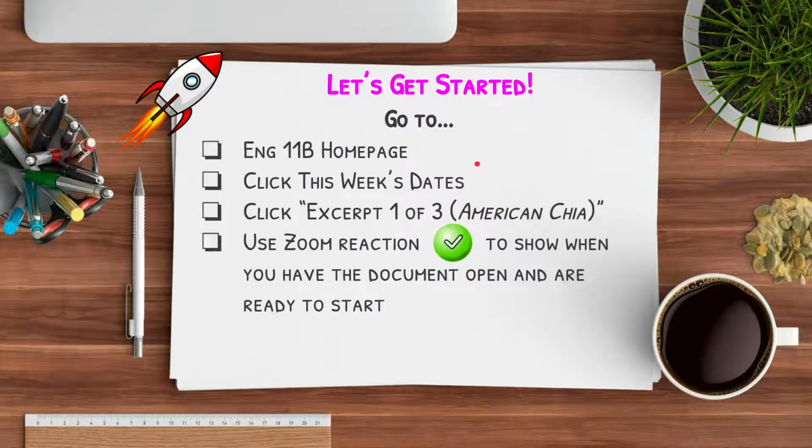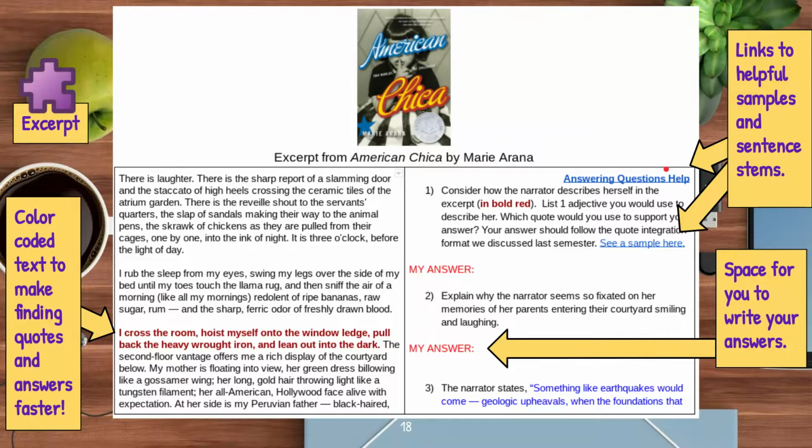All right, so from the English 11 homepage, please click on this week's dates, then click on excerpt 1 of 3, American Chica. Once you click on that, you'll notice that it looks like this. Those of you who have had this class before know how this looks. On the left-hand side, you have the excerpt. If you wanted the computer to read it to you, you could always use that Google Read and Write app, which is that purple puzzle piece in the upper right-hand corner of your screen. If you don't have that app and need help putting that on your computer or Chromebook, just let me or Miss Deal know and we'll be happy to set that up for you.